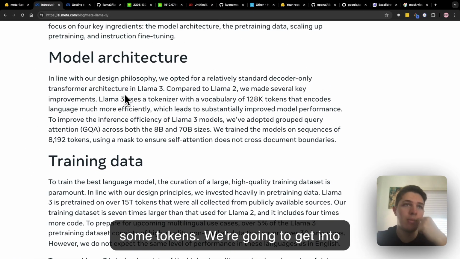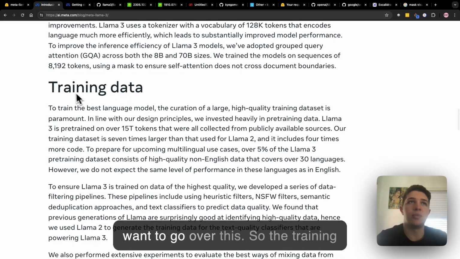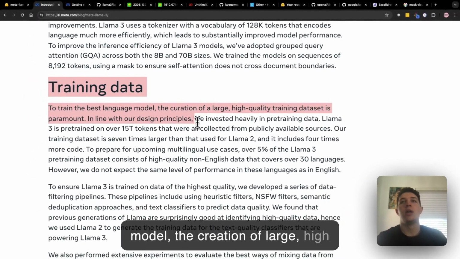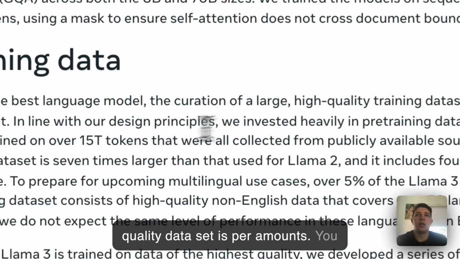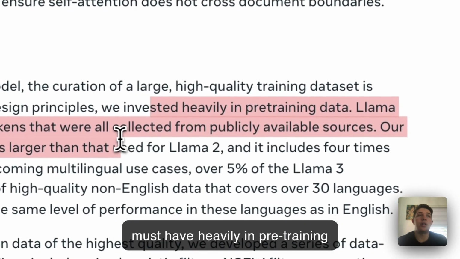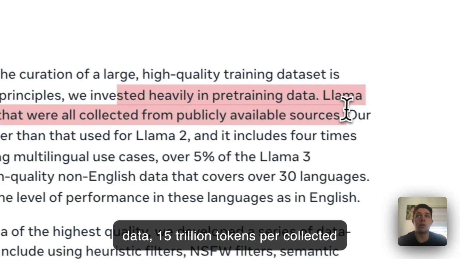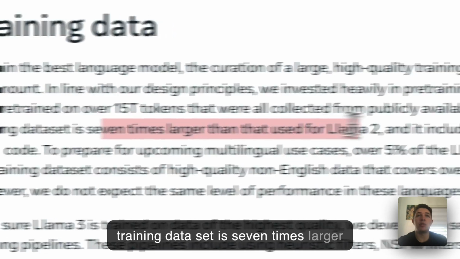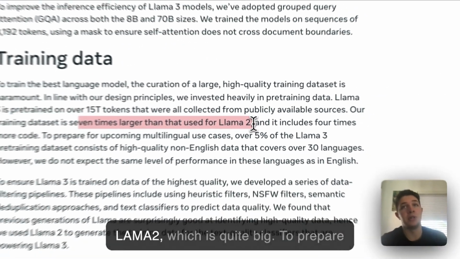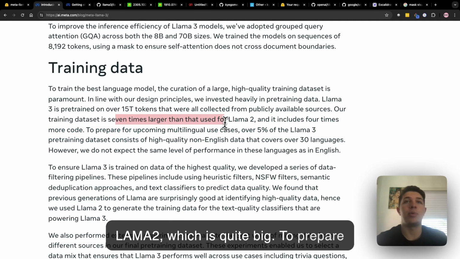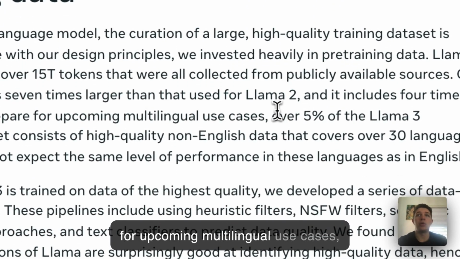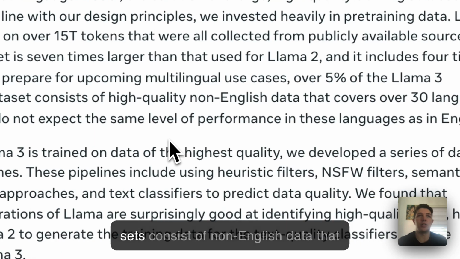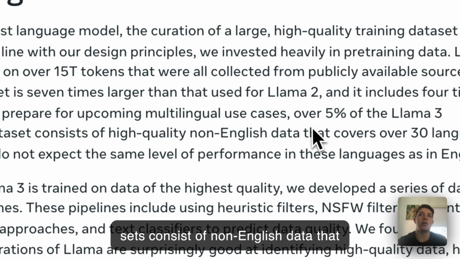We're going to get into the model architecture, but I quickly want to go over this. So the training data. To train the best language model, the creation of a large, high-quality data set is paramount. They invested heavily in pre-training data. 15 trillion tokens were collected from publicly available sources. The training data set is 7 times larger than the data set that was used for LLAMA 2, which is quite big. To prepare for upcoming multilingual use cases, 5% of the LLAMA 3 pre-training data set consists of non-English data that covers over 30 languages.